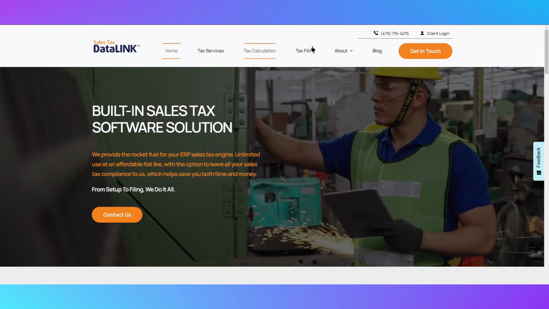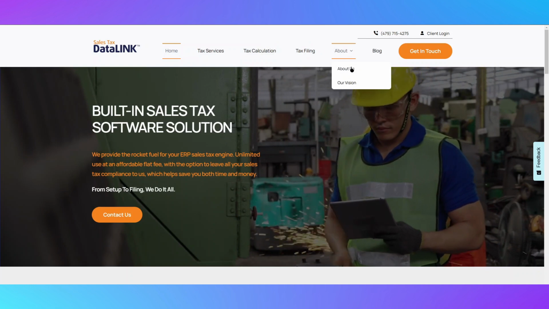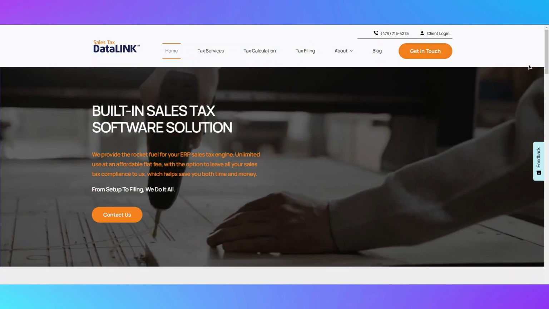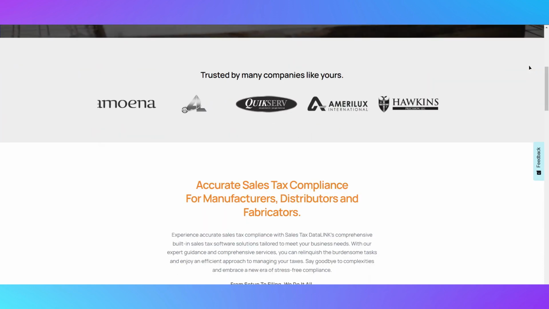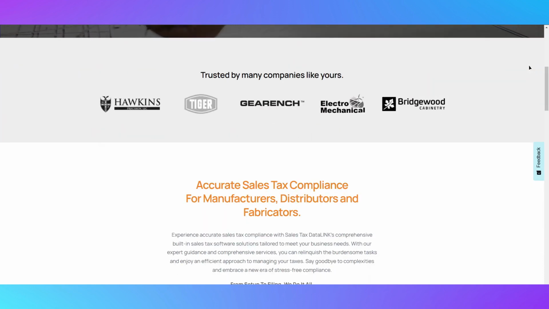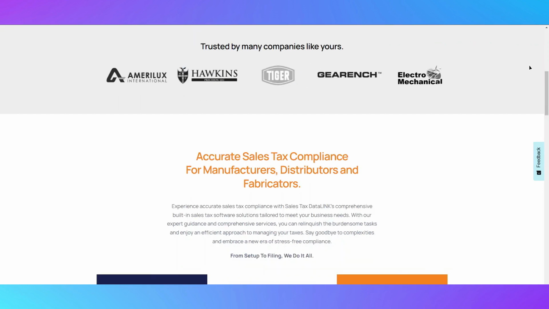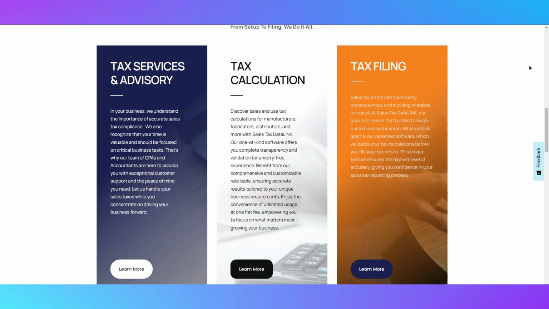SalesTax DataLINK is designed for businesses that need precise and efficient sales tax compliance. It offers real-time tax calculations, automated filing, and advanced reconciliation tools to minimize errors. Unlike many competitors, it provides full audit support and direct integration with major accounting software like QuickBooks and Sage. The software is particularly beneficial for mid-sized to large businesses dealing with multi-state tax complexities.